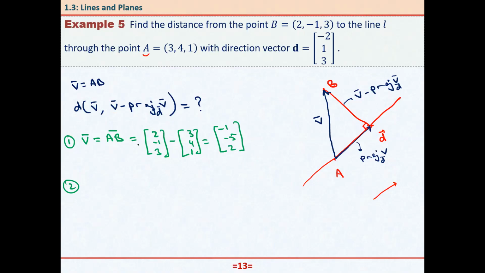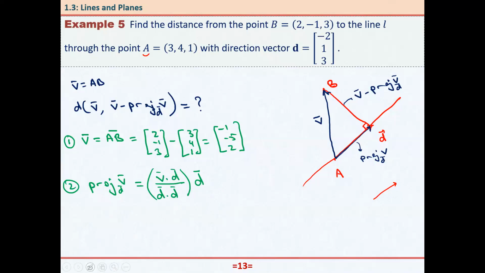From the last time, if you remember, how do you find the projection of vector V onto vector D? It's just equal to V dot D over D dot D, times D. These are all scalars, and here we have vector D. Actually, these are all vectors. Let me just put a cap here.